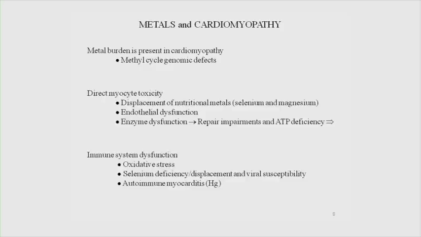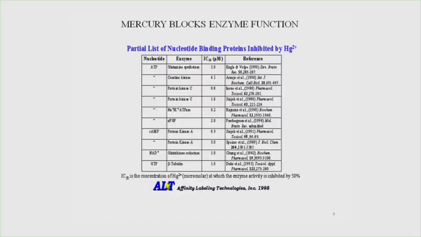They can displace nutritional minerals, kicking out good guys like selenium and magnesium. They can cause endothelial dysfunction, compromising blood flow to the heart, and they damage enzymes. Thus, we can't repair ultrastructural defects, and we have trouble making energy, ATP. This is just a partial list of ATP-utilizing enzymes that are irreversibly poisoned by mercury. Many of these enzymes are critical for brain function and critical for heart function.